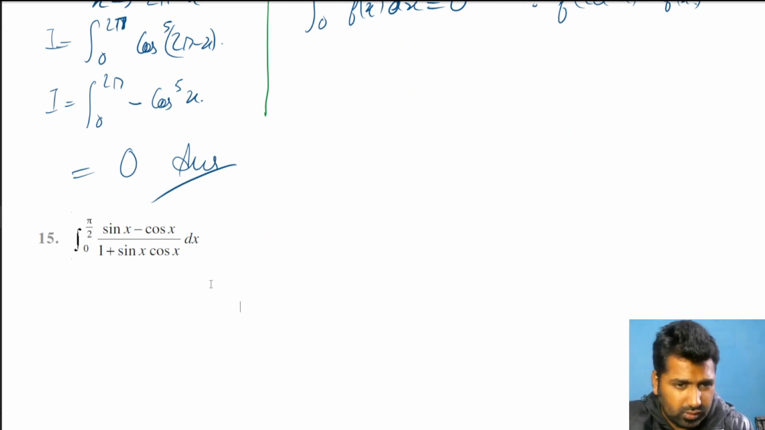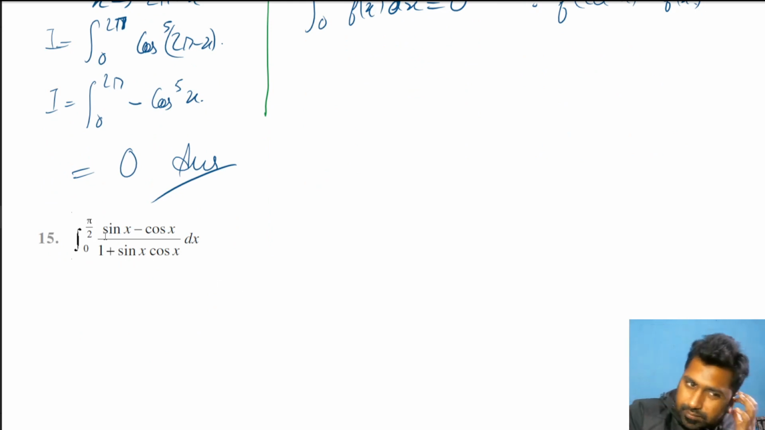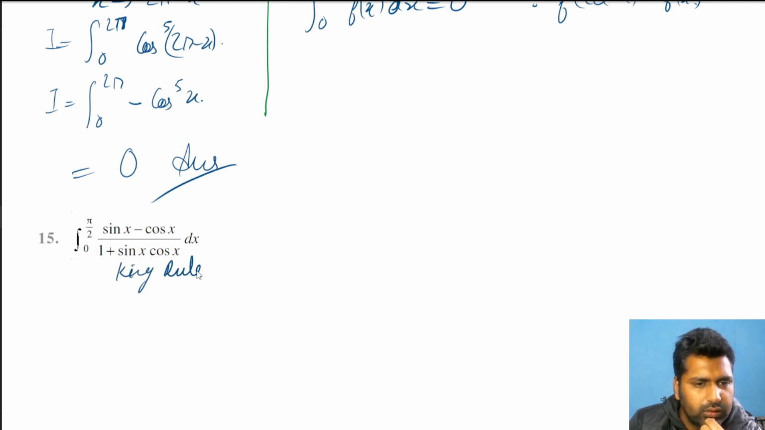Okay, lot of terms. Sin x cos x, 1 plus sin x cos x, 0 to pi by 2. Okay, what you can do, even if you apply king rule, sine will become cos, cos will become sine, and yeah, it's a good thing. We should always try king rule. Although the question is looking slightly complicated, in definite integrals, if you can't see anything, just go for that king rule.